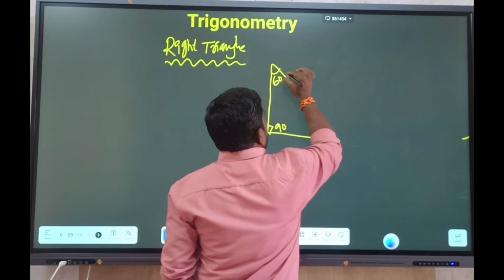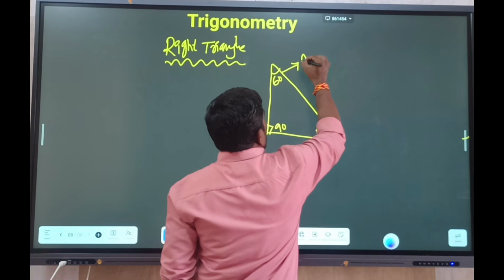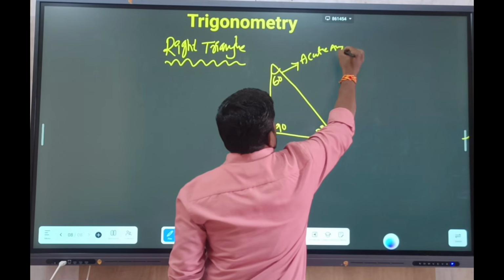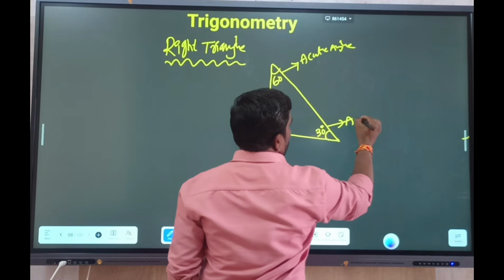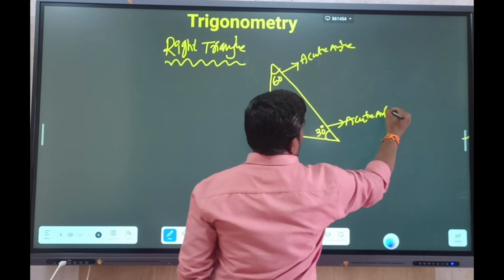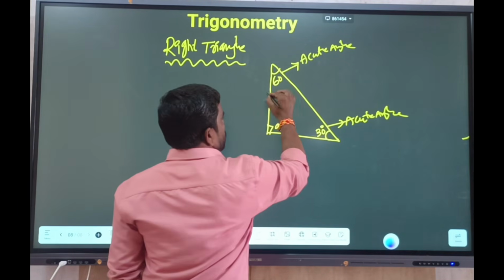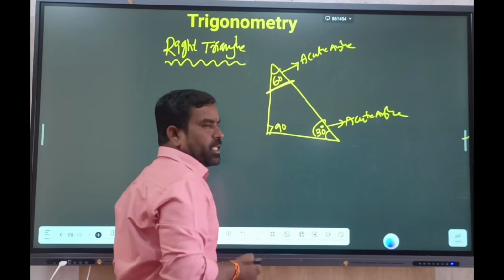So each one angle is also an acute angle. This is also an acute angle. So 60 degrees is an acute angle, and 30 degrees is an acute angle.